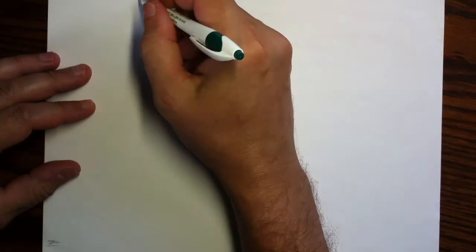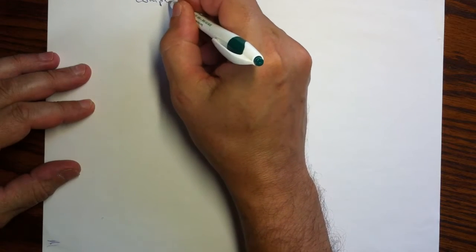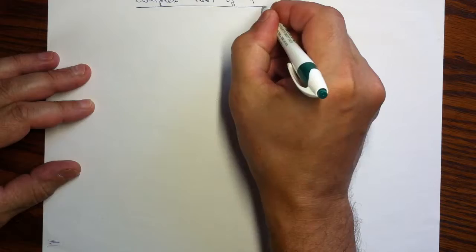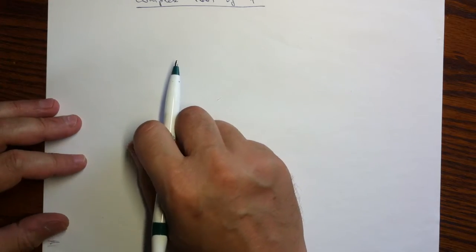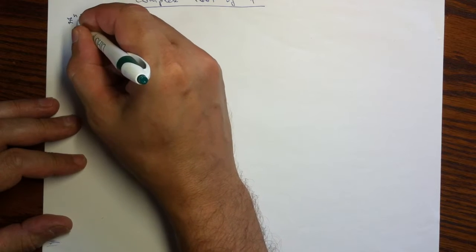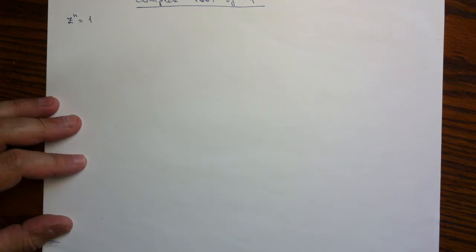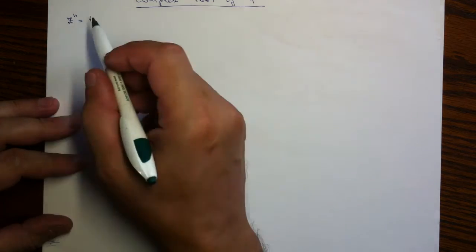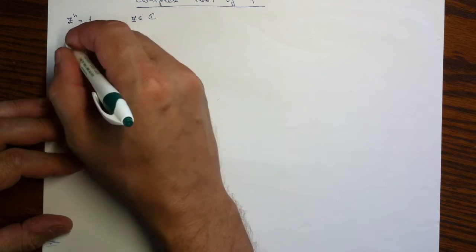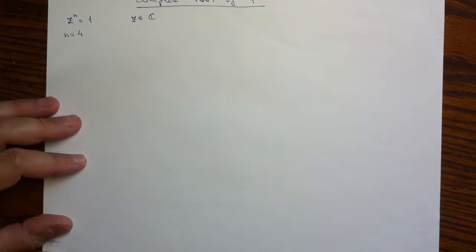Hello, this is a continuation of the story of complex roots of 1. So, the last example worked out was degree 3. Let's pick it up. The general equation we're solving is some complex number to the power n is equal to 1, and the next in line is when n is equal to 4.